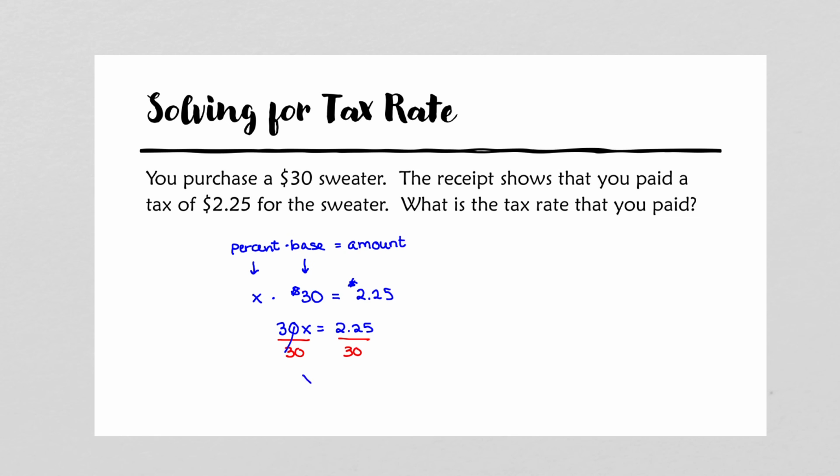That gives us that X is equal to $2.25 divided by 30. Pull out your calculator, 2.25 divided by 30, and that gives us 0.075. Taking that decimal and converting it into a percent, because tax rates are usually expressed as percents, we say that 0.075 is equivalent to 7.5%. We would say the tax rate that we paid on that sweater is 7.5%.